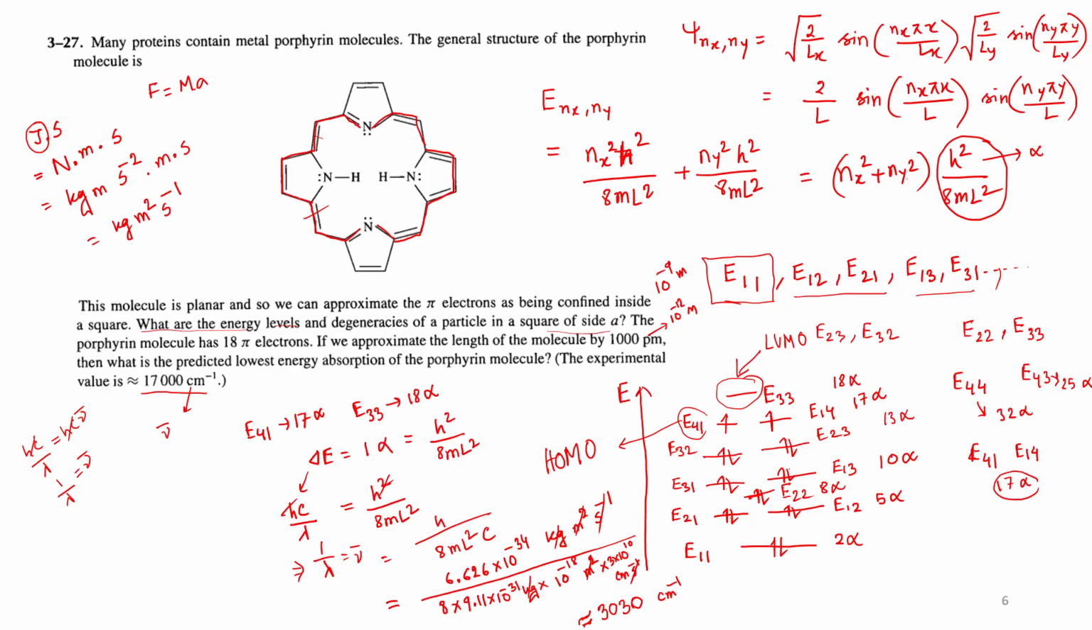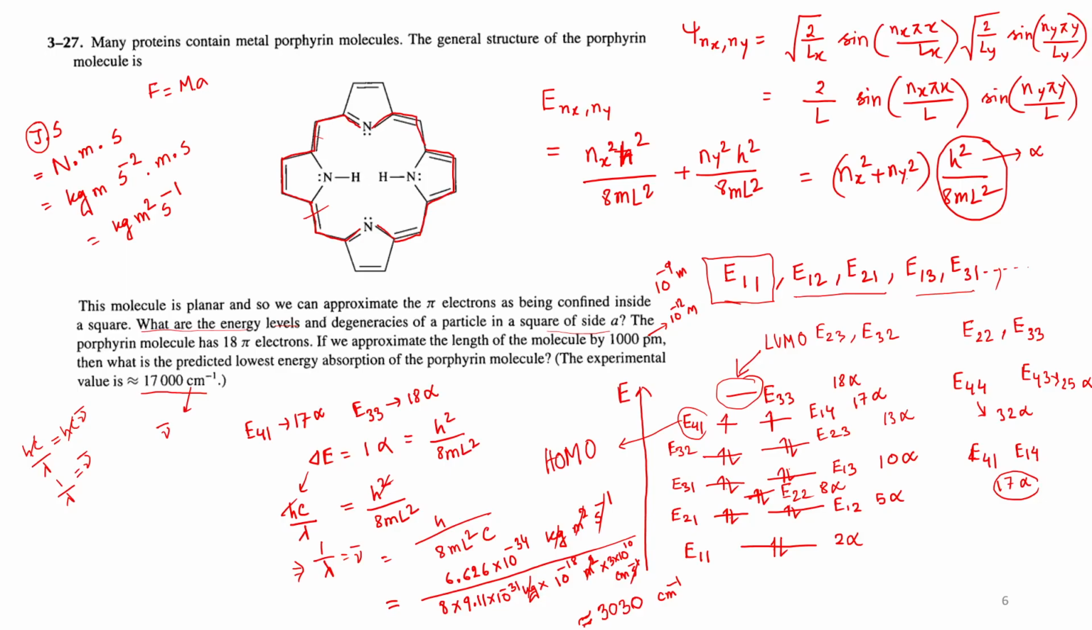I think it is coming as 3030, right? I just did it without the exponential term. So it is 0.3030. Because you see 10 to the minus 34 and 10 to the minus 31 will become 10 to the minus 3, and here it is 10 to the minus 8. So 10 to the power 8 into 10 to the power minus 3, that is 10 to the power 5. And if you multiply that, you are going to get 3030 centimeter inverse. Right. Correct.